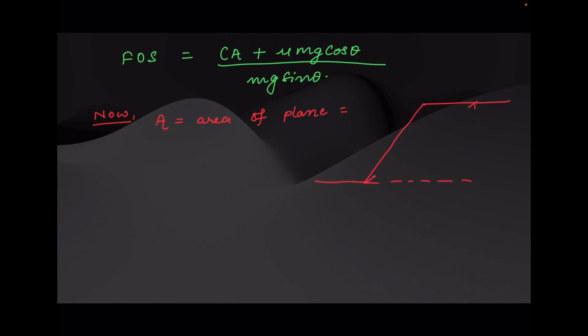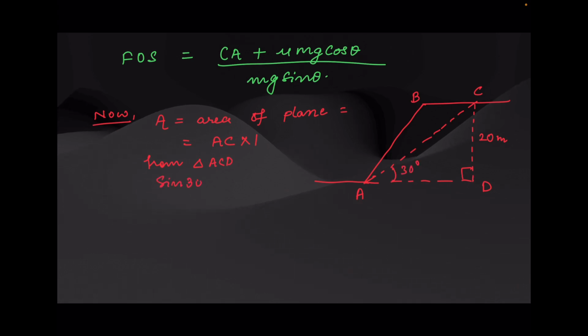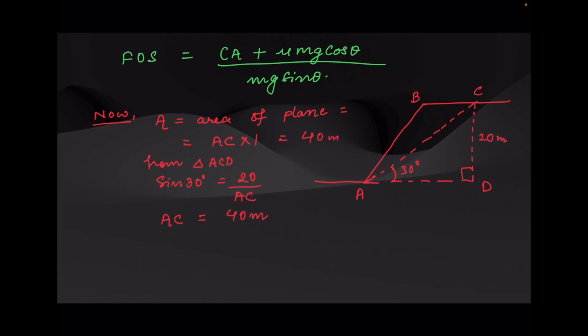So these two we have to calculate before putting the values. Area of the plane can be found by considering a triangle, as height is given as 20 meters. Let's consider ABCD. ACD is a triangle, and using sin 30 degrees equal to CD by AC, AC will come to 40 meters. So this is your area of the plane.